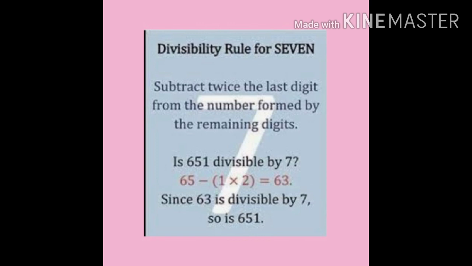Next we have divisibility rule for 7. What we have to do? We will be subtracting twice the last digit from the number formed by the remaining digits. For example, is 651 divisible by 7? What is in the ones place? We have 1. So 1 into 2 is 2. The remaining digits are 65. 65 minus 2 is 63, which is divisible by 7. So 651 is divisible by 7.